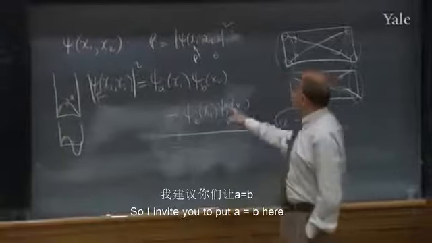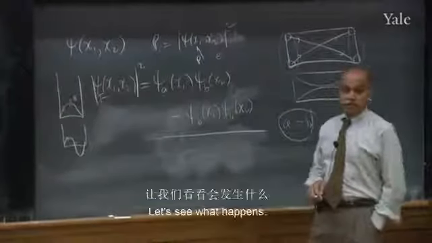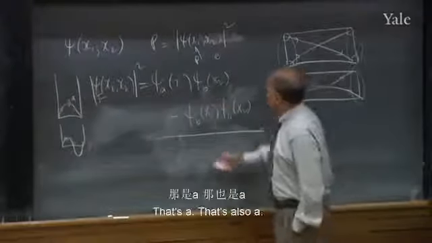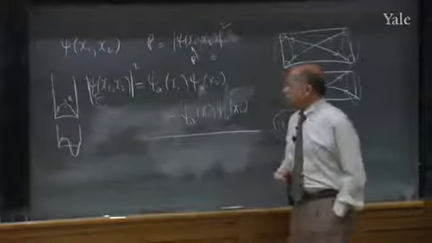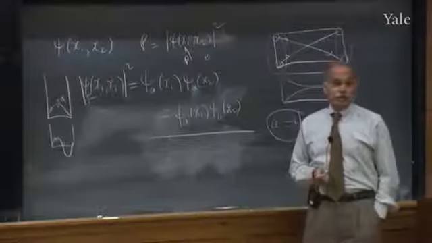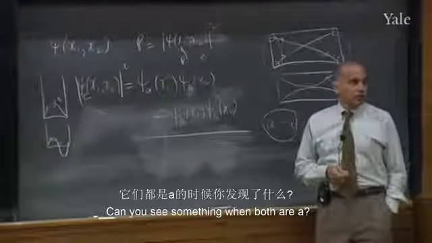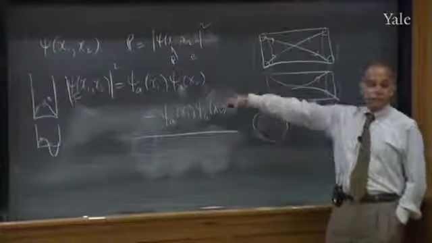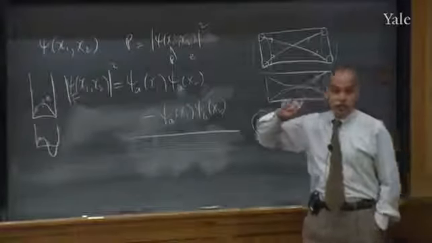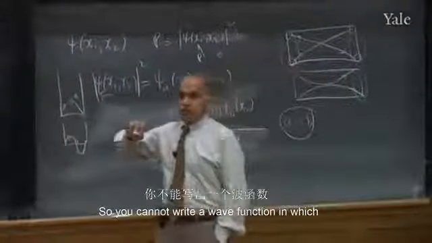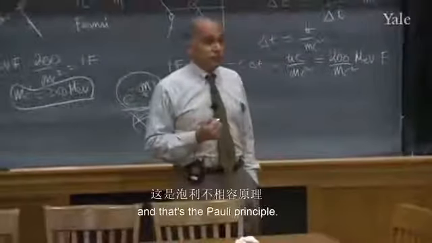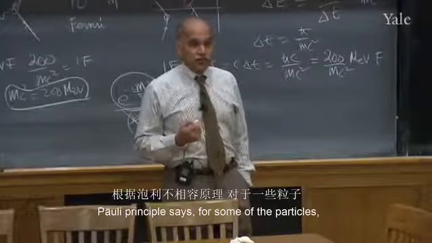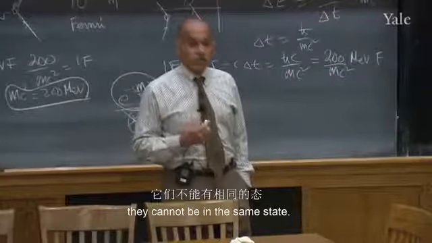So I invite you to put A equal to B here. Let's see what happens. That's A. That's also A. What do you get? You see something? If both are A, you get 0. So you cannot write a wave function in which the two fermions are in the same state. And that's the Pauli principle. Pauli principle says for some of the particles, they cannot be in the same state.